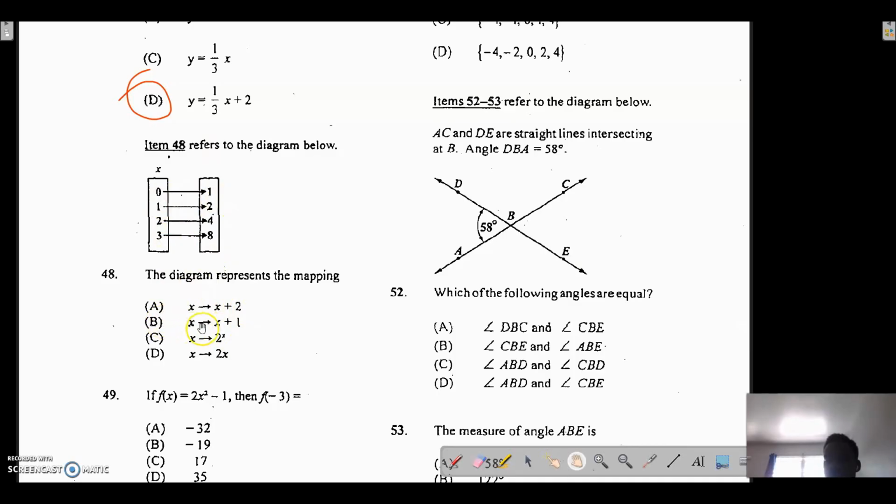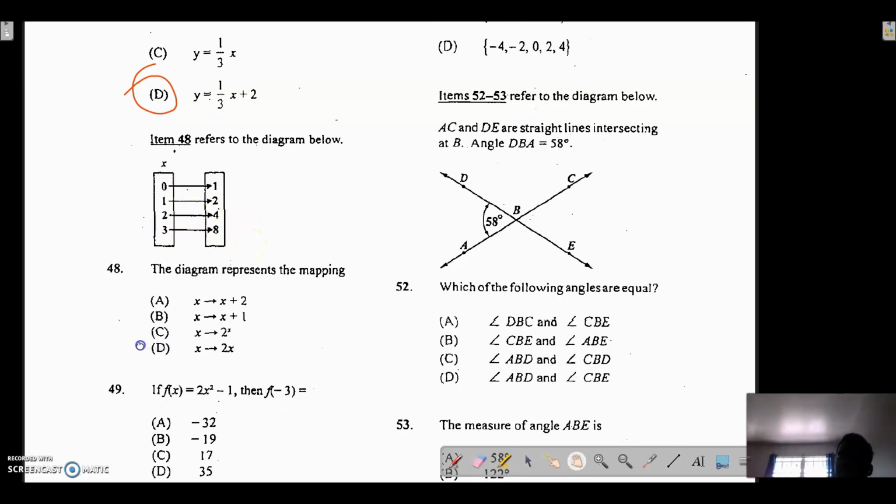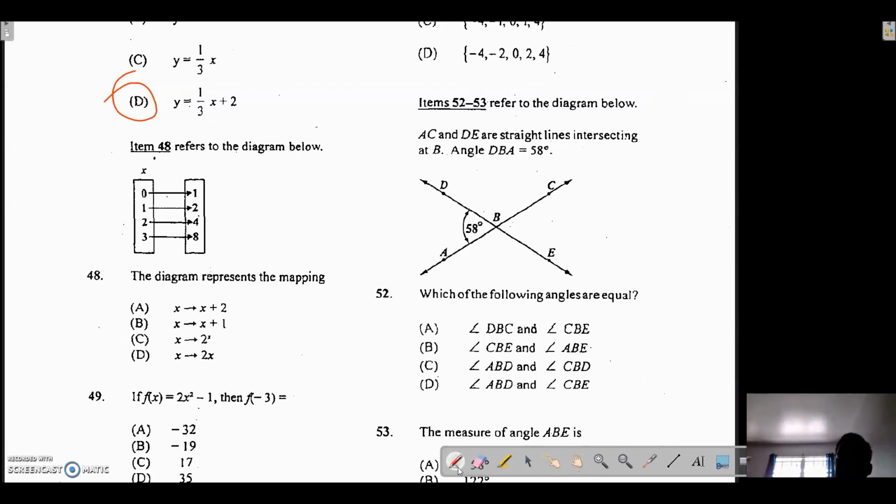B says x maps onto x plus 1. Now 0 plus 1 is 1, 1 plus 1 is 2, 2 plus 1 is not 4, 3 plus 1 is not 8, so this is out. Let us look at C. 2 to the x. Now 2 to the 0 is 1, 2 to the 1 is 2, 2 to the 2 is 4, and 2 to the 3 is 8. So we don't have to go further. It's C, as in cat.